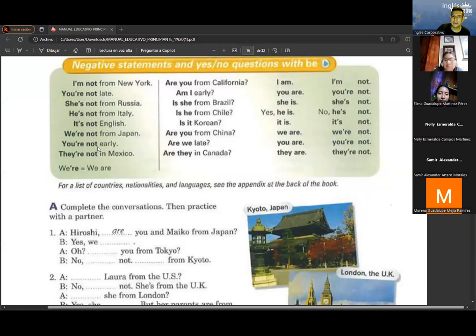Okay. ¿Cómo hacemos la forma pregunta? La forma pregunta es únicamente intercambiando la posición del verb to be con el pronombre. ¿Estamos claros en esa indicación? You are. Okay, por ejemplo, are you from California? Am I early? Is she from Brazil?